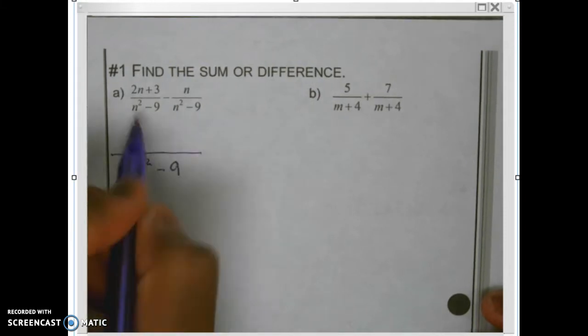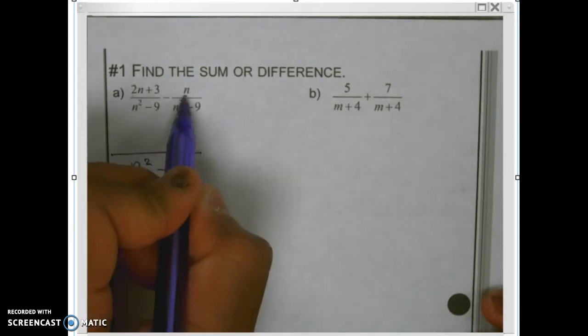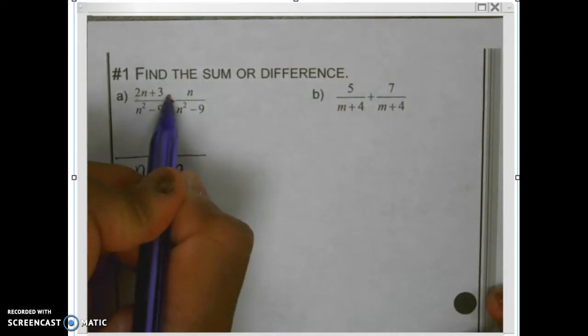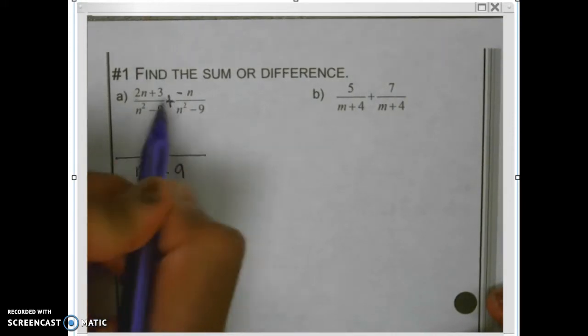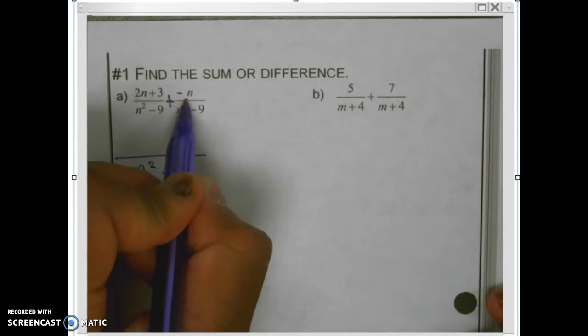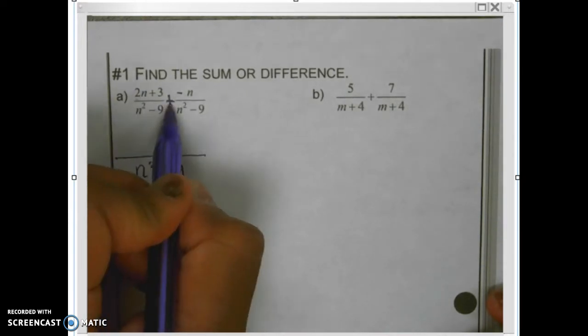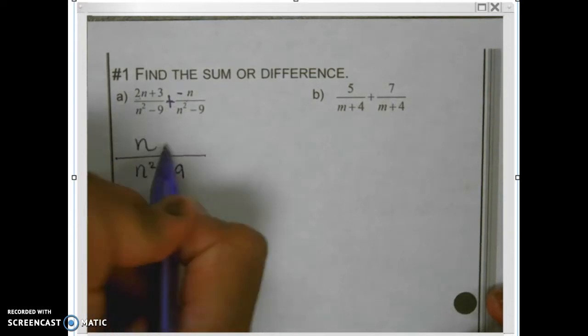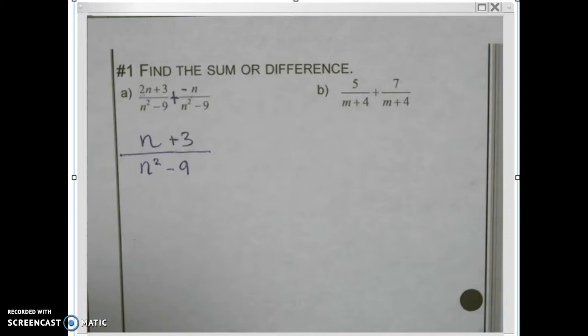What I'm going to do then is just to combine the tops, the numerators, noticing this minus sign here. So it's really like we're adding the opposite. I want to make sure that I can count this as a negative sign. So I have 2n minus n, or 2n plus a negative n. That gives me n, and then plus 3. Delightful. Almost. Next thing I want to do is factor anything that can be factored.